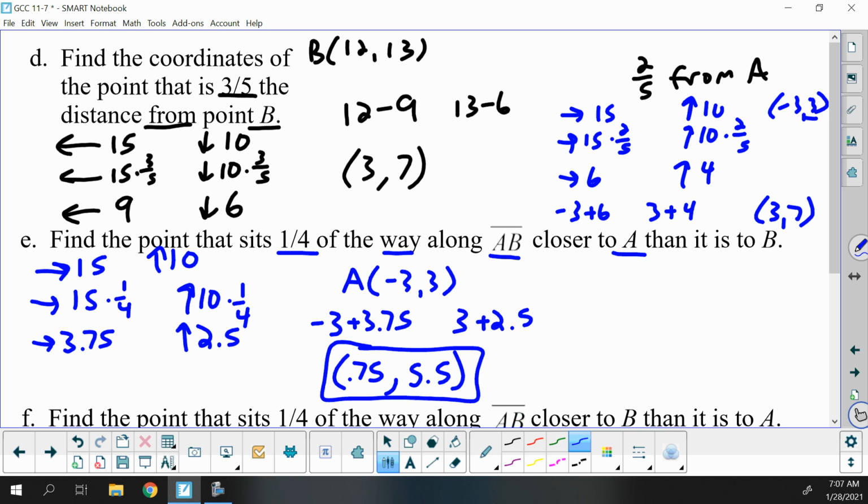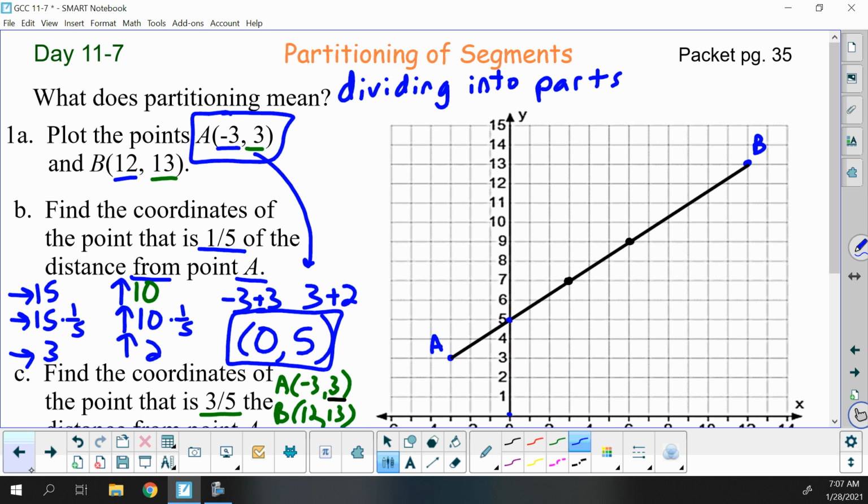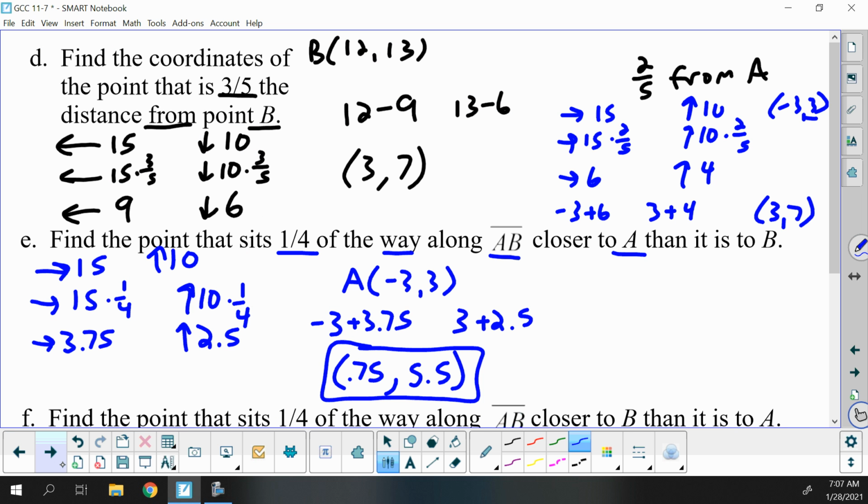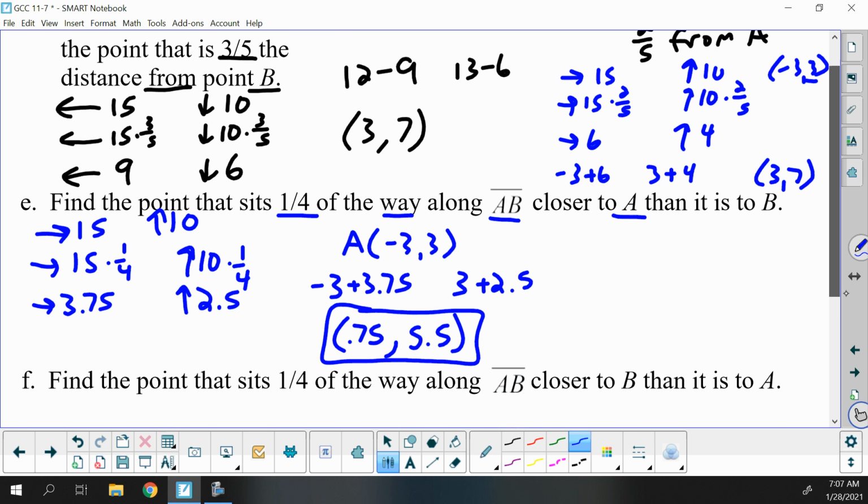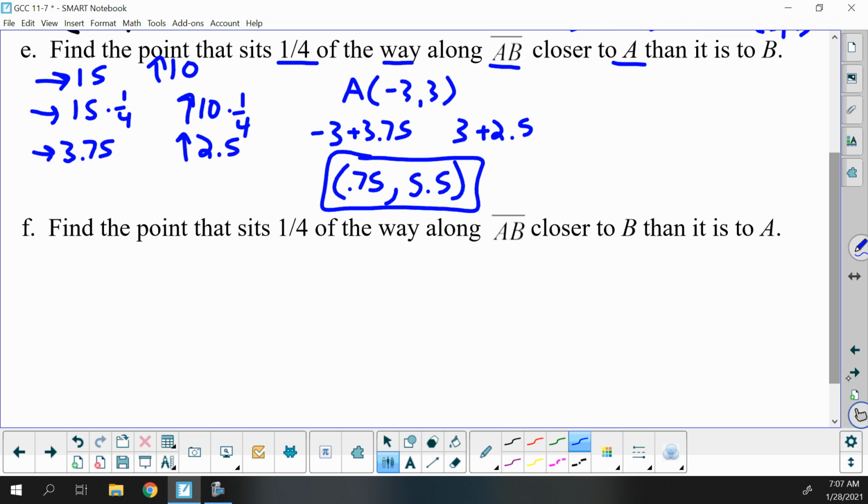And let's see if that seems reasonable. 0.75 is about here. If we go up, it looks like that's at about 5.5. So that does seem reasonable. Now, you're not necessarily always given a grid on these questions. So if you're not, just draw yourself your own XY axis and put your tick marks in evenly spaced out.